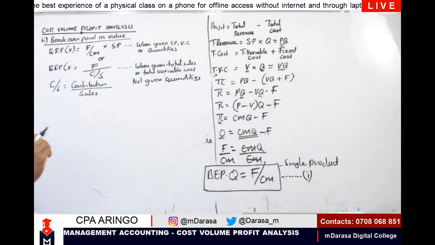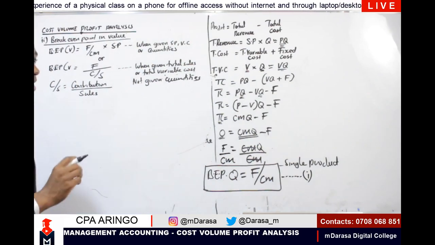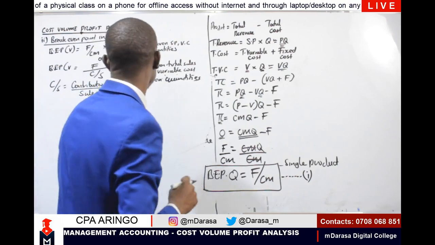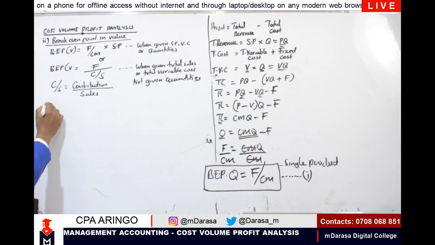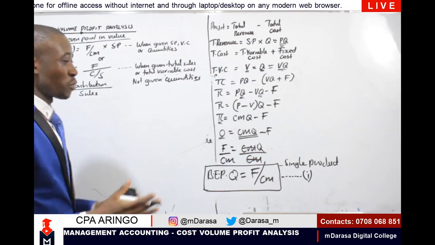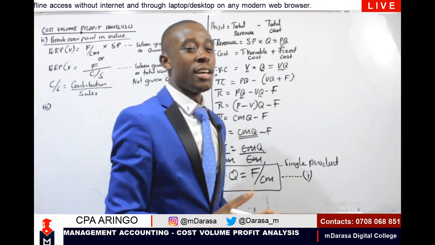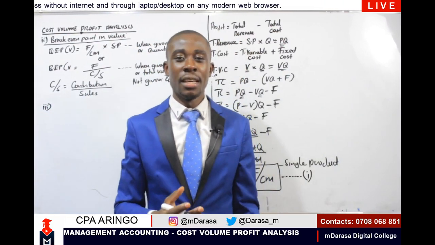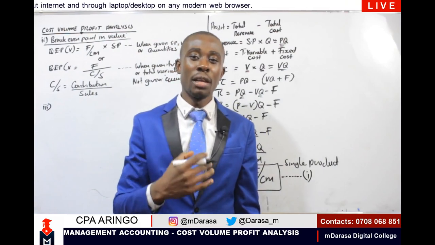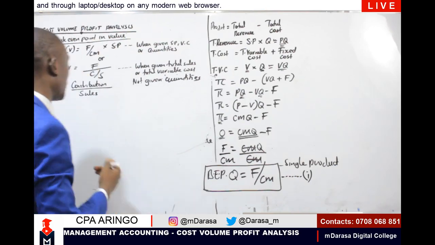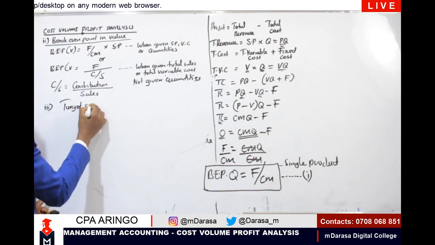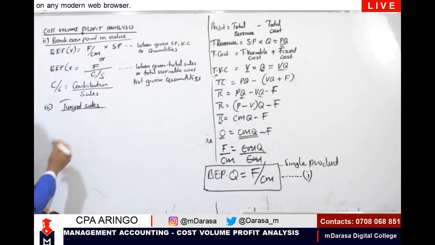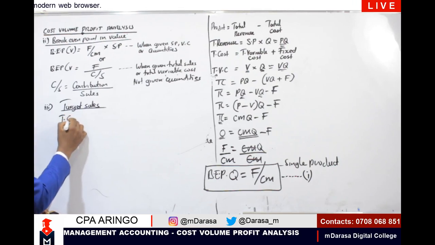Now, this one is getting very, very interesting. Now, look at equation number three. Today, I want us to do a summary of the whole concept of CVP analysis. Look at equation number three. In equation number three, you will be required to determine your target sales. And ideally, you can determine target sales in quantity.